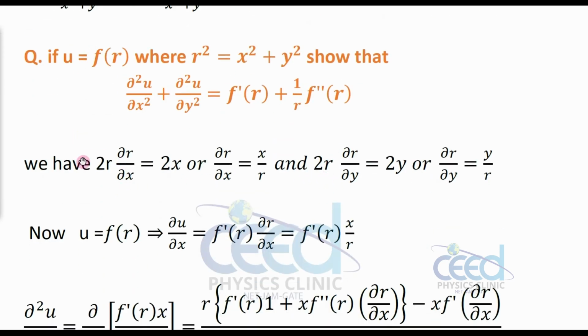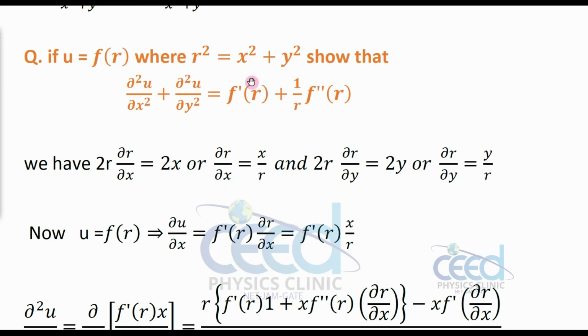So here see, when I am differentiating this, what I get, 2r into ∂r/∂x is equal to 2x. With respect to x I am differentiating, here 2r into ∂r/∂x is equal to 2x. So ∂r/∂x, that is x by r.